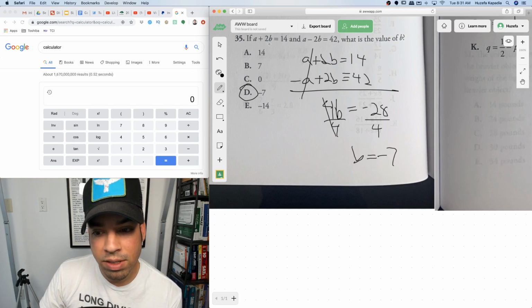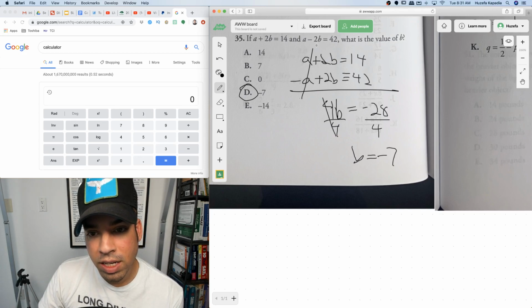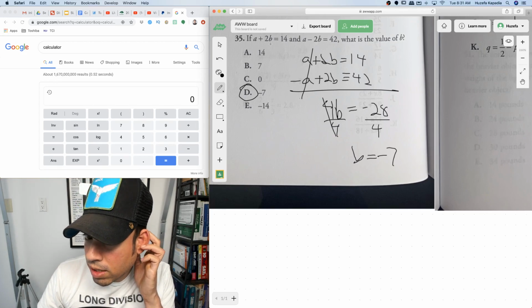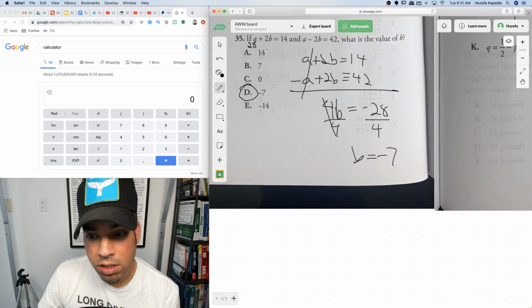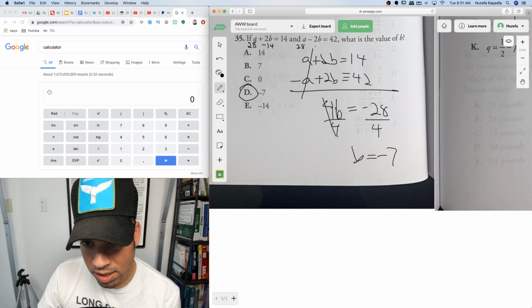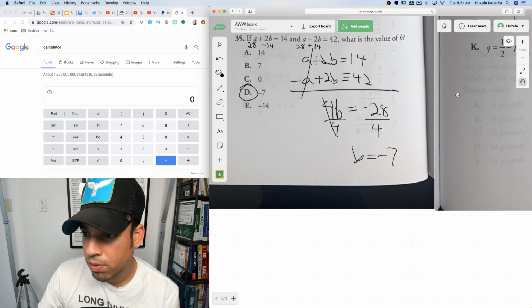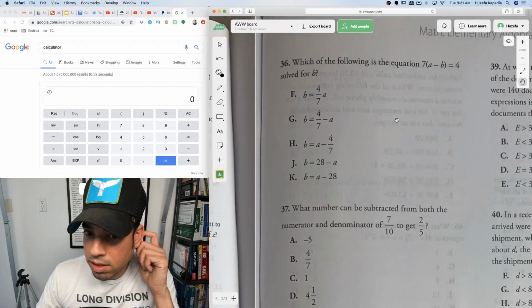So -7, let's see if that makes more sense. So -7 here, then that means a has to be 28. Because -7 times 2 would be -14, those would add to 14. Again, this would be 28. -7 times 2 is positive 14. Those two added is 42. It works.